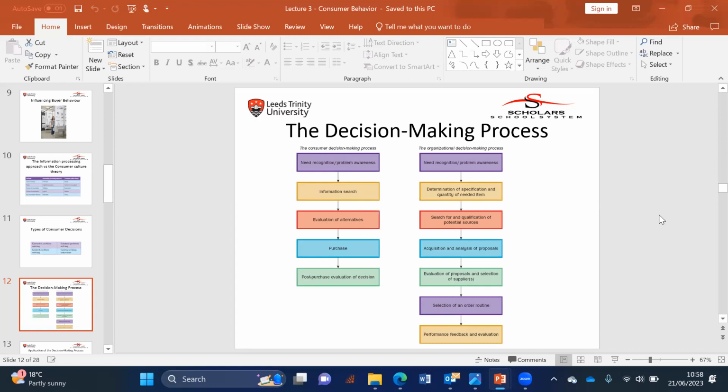Then evaluation of alternatives. So I can find an energy drink, a water, a juice. I'll try to think in my head, okay, which one do I want to have right now? Oh, the energy drink has a lot of calories. I should just have water. Or maybe I feel like having a fizzy drink. So that's evaluation of alternatives.